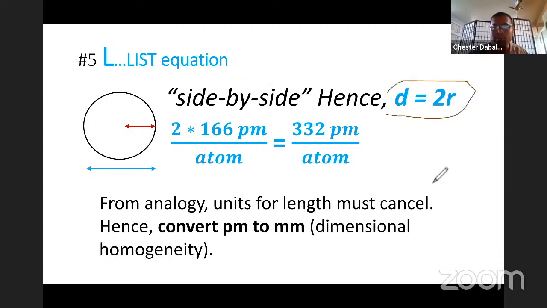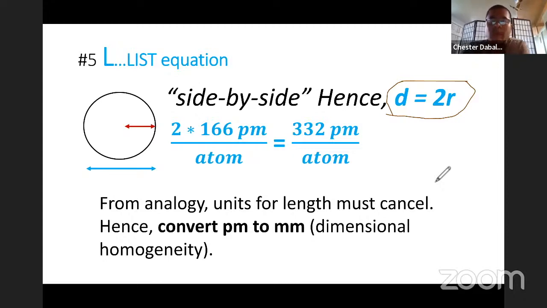So, diameter must be twice of radius. Ang given sa problem radius, kailangan mong i-multiply ito by 2 in order to get the diameter. Kasi side by side, di ba? Okay. So, ang equation natin is D equals 2R. Okay, so this is the equation. So, 2 times 166 picometers per atom. Okay, so yun yung diameter ng gold atom. So that's going to be 332 picometers per atom.